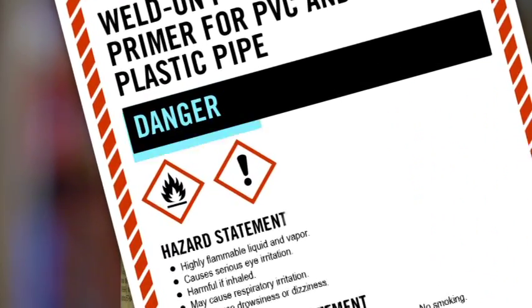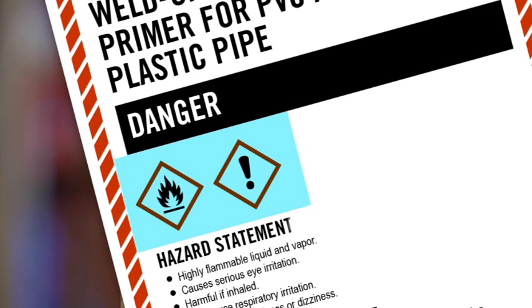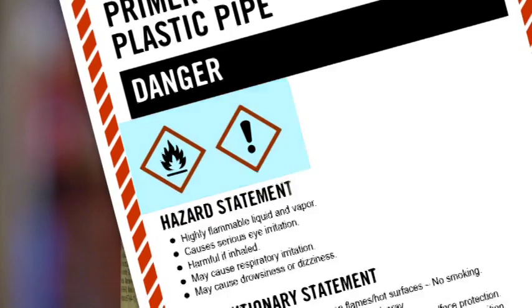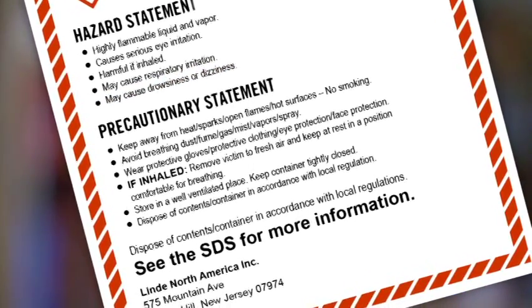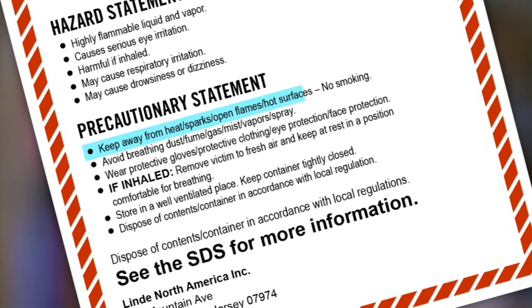You'll see two pictograms that indicate there are flame and exclamation mark type hazards. The hazard statement tells you that it's a highly flammable liquid and vapor. It can cause eye irritation, be harmful if inhaled, cause respiratory irritation, and result in drowsiness or dizziness. The precautionary statement tells you how to protect yourself, such as keep the primer away from ignition sources and avoid breathing dust, fumes, gas, mist, vapor, and spray.